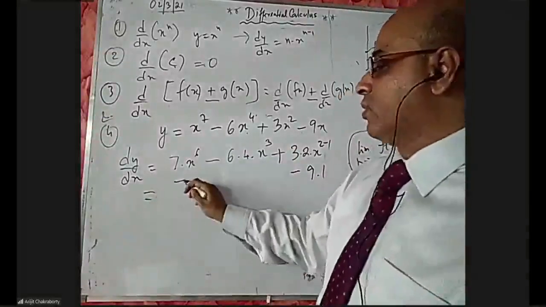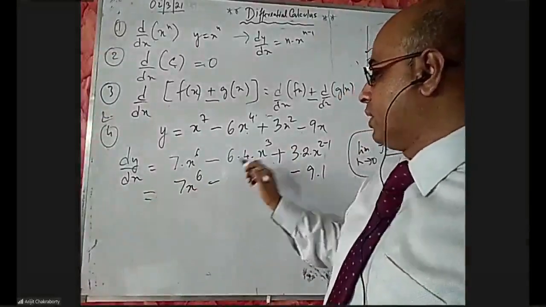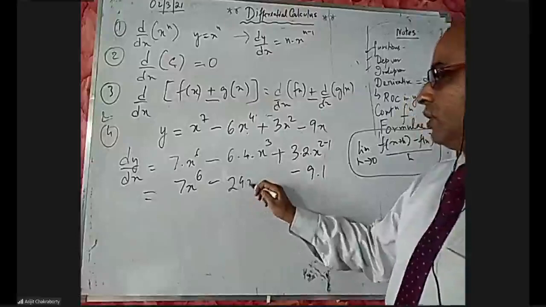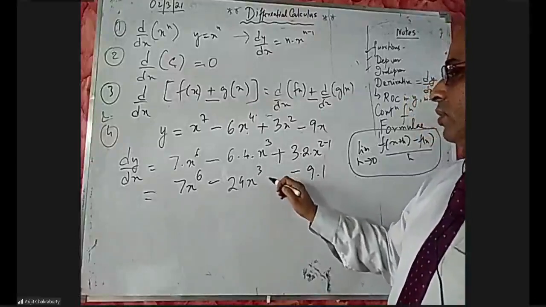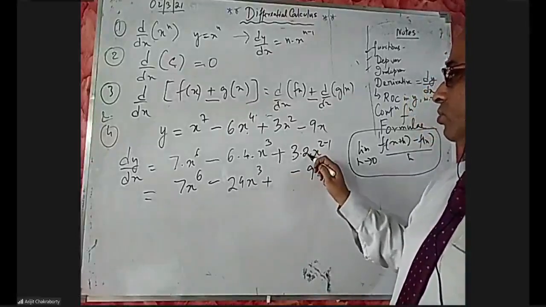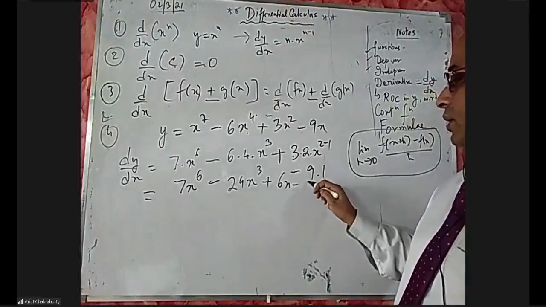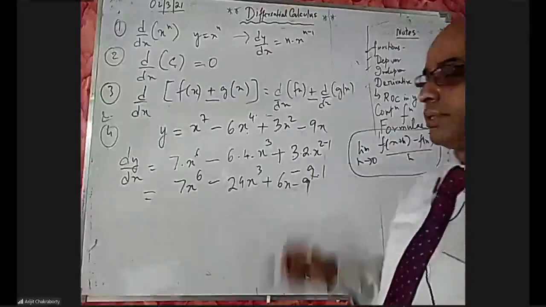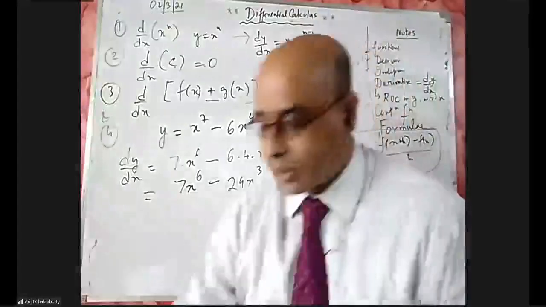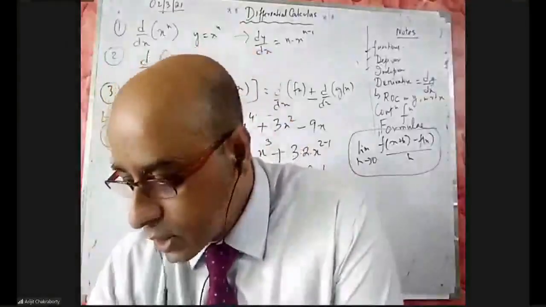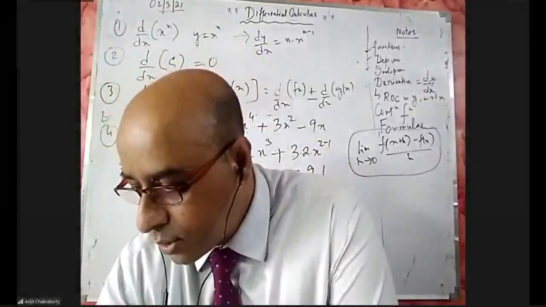So the expression will be 7x to the power 6 minus 6 4s are 24, x to the power cube, plus 3 into 2 is 6, 6x minus 9. This is the answer. Right. Now we move on and see some more functions.